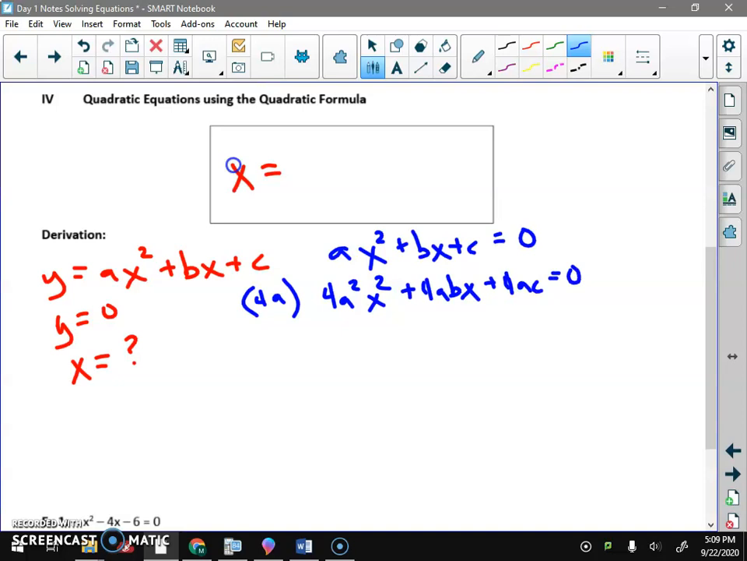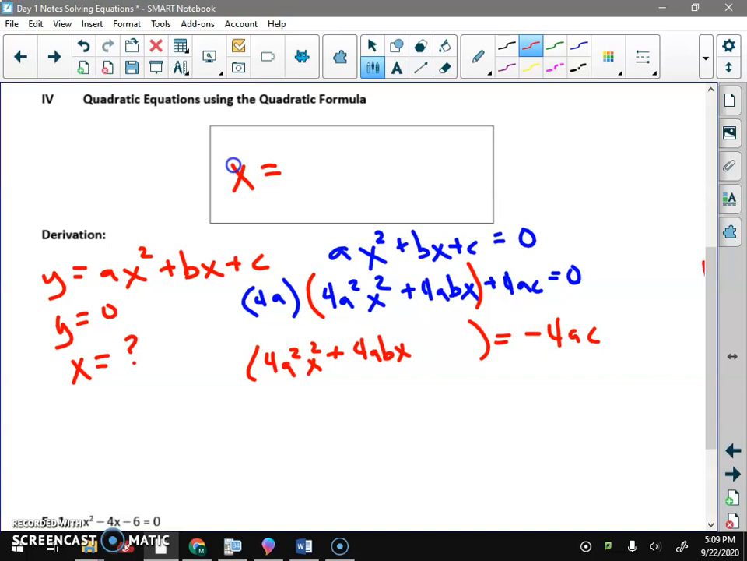What we're going to complete the square with is the first two terms. So we're going to group these two and we're going to leave a hole. 4a squared x squared plus 4abx plus something. We're going to put the 4ac on the other side and call it a negative 4ac. We're going to fill the hole by halving and squaring, then we're going to balance. We've got to do a little bit of thinking there too, but again, it's not out of your wheelhouse.